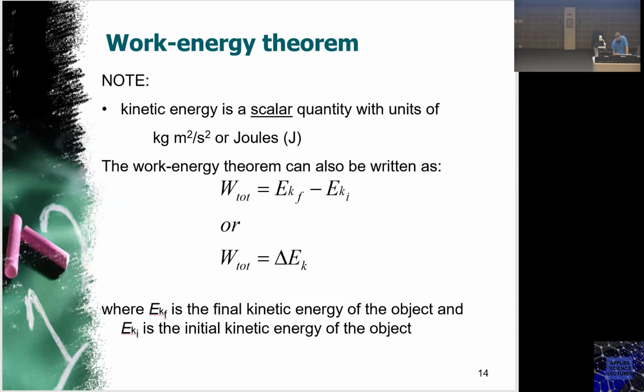So the unit for the kinetic energy is joules as well. And as I said, work total equals EKF, which is the final, minus EKI. And this is delta EK. So whenever you see delta, this delta means final minus initial. Delta here is final minus initial. That's why we say delta EK, which is EKF minus EK initial.